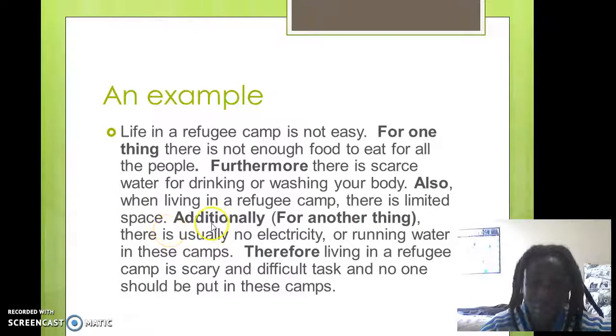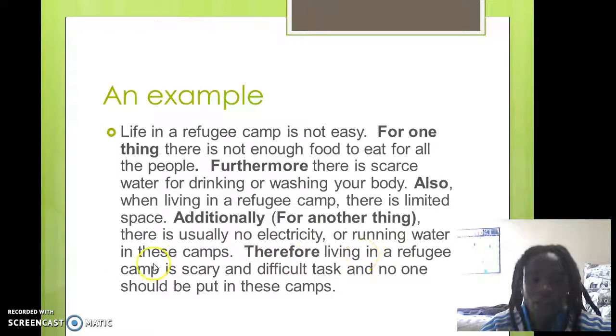Additionally, as an additional signal as well. If you don't want to use additionally, you can use for another thing as a synonym. Or if you do not use these both, like from here, the writer said for one thing, you can say firstly, and when you come here, you should say secondly, obviously. There is usually no electricity or running water in these camps.